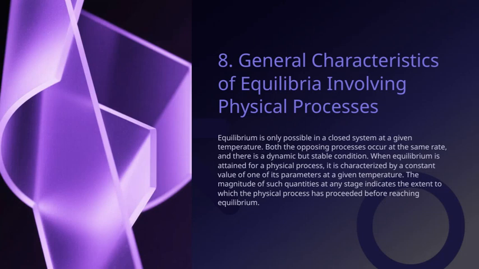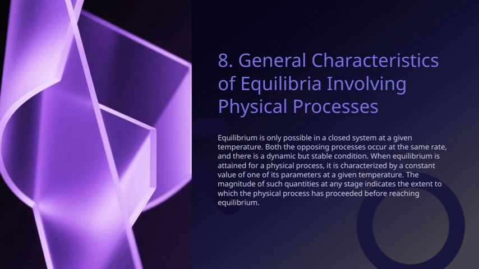Equilibrium is only possible in a closed system at a given temperature. That's because in such a system, both opposing processes happen simultaneously at the same rate. When this balance is achieved, we call it a dynamic but stable condition. Now, when a physical process reaches equilibrium, one of its key features is that a certain parameter remains constant at that specific temperature. Think of it like a steady state. The number might stay the same, but the processes are still happening behind the scenes.